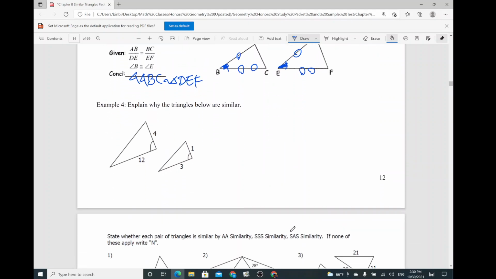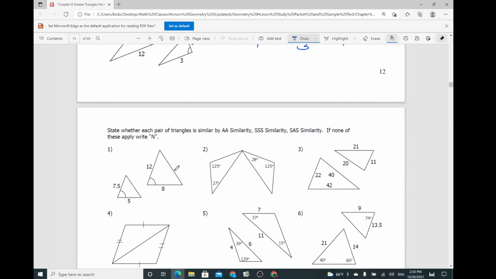So explain why the triangles below are similar. Because this one, the ratio, we got 4 over 1, which is the same as the other ratio, 12 over 3, so it's all 4, a common ratio. And also the included angles in between those proportional sides are congruent, so therefore these triangles are similar.